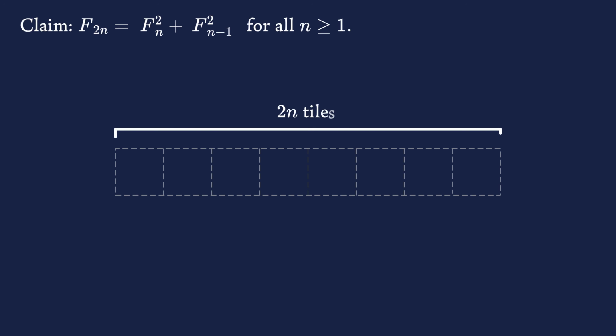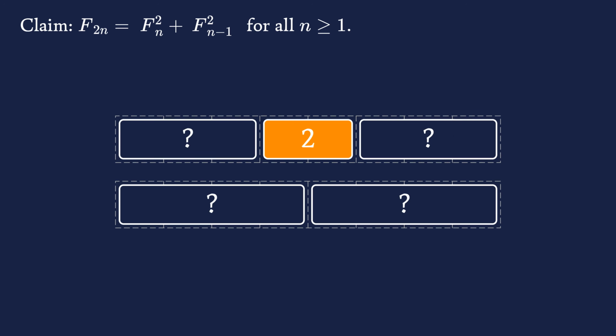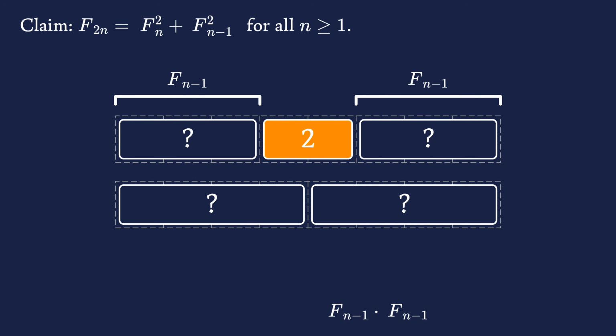Take a strip of length 2n. There are f_2n many ways to tile it. Now look at the center. The gap right in the middle is covered by a 2 tile or not. In the first case, the parts before and after are of length n-1. Both can be tiled in f_(n-1) ways, and since these are independent, we multiply them.